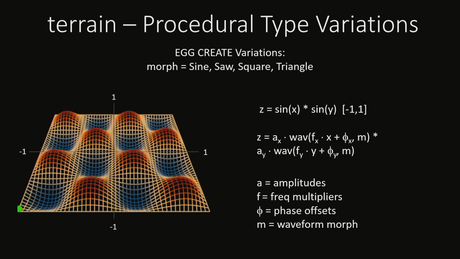Okay, so this terrain is based on this generalized equation: z equals sine x times sine y, with the boundaries of -1 to 1 in both directions.